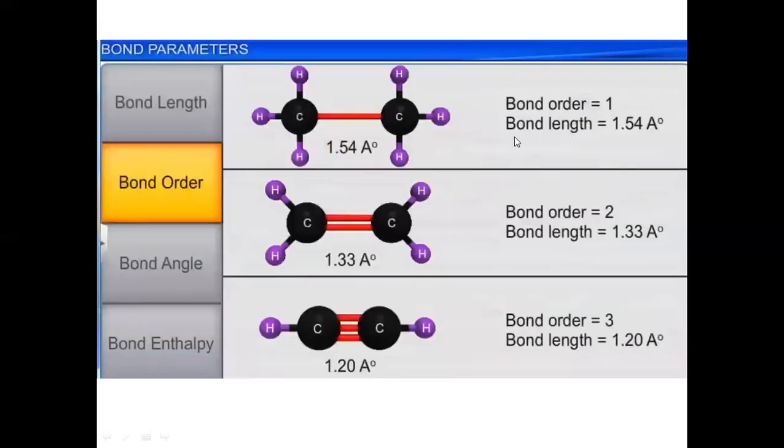Now about the bond order. If this is the bond order, how many bonds? 1 bond. How many bonds? 2 bonds. How many bonds? 3 bonds. So this is the bond order.